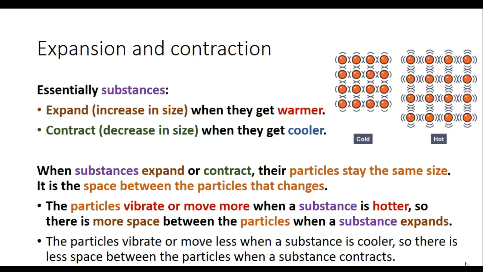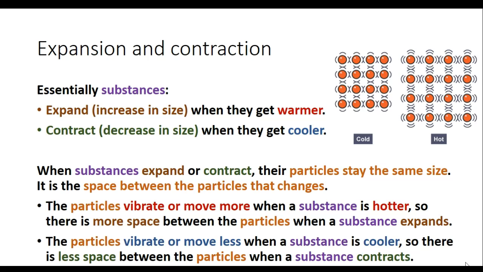Whereas on the left of that diagram, the particles vibrate or move less when a substance is cooler, so there is then less space between the particles if a substance contracts. So you can see that the object is much smaller because the space between the particles is much less.